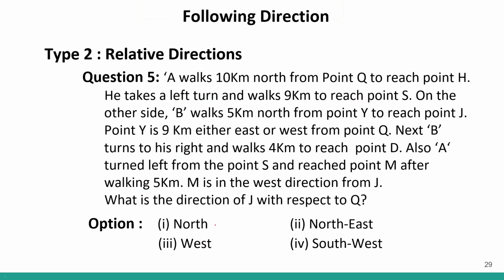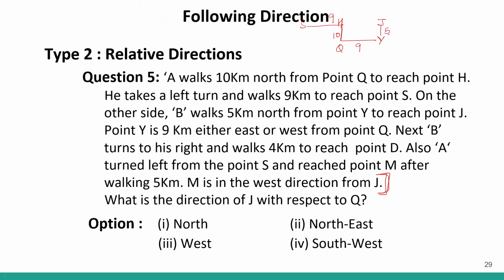Now, this is the same question but a different part. So, up till here, M is in the west direction from J. This is the same question. Now, which is the direction of J with respect to Q? So, let me draw the diagram again really quickly. A walks 10 kilometer from point P to reach point H. Then he takes a left turn and walks 9 kilometer to reach point S. Then here at the 9 kilometer distance we have point Y. From Y he is walking 5 kilometer upwards to reach point J.